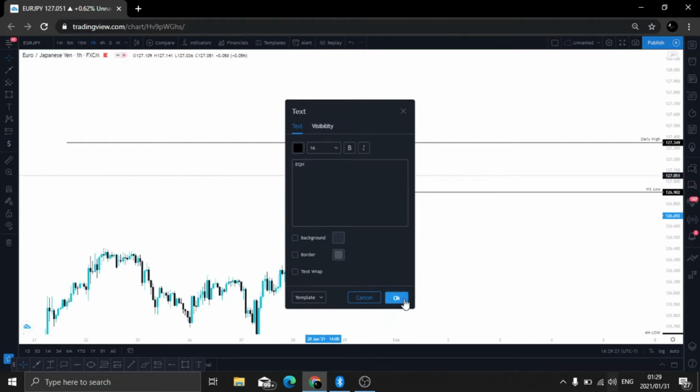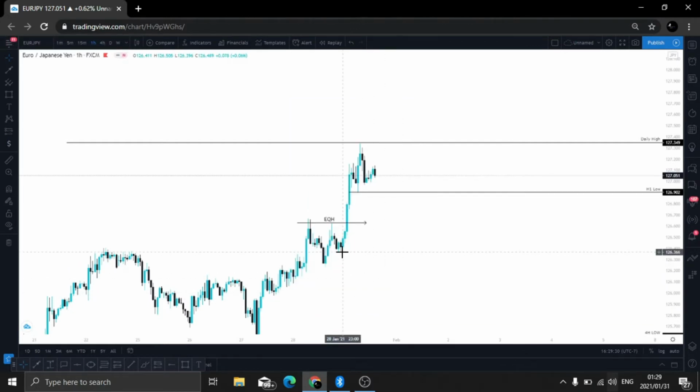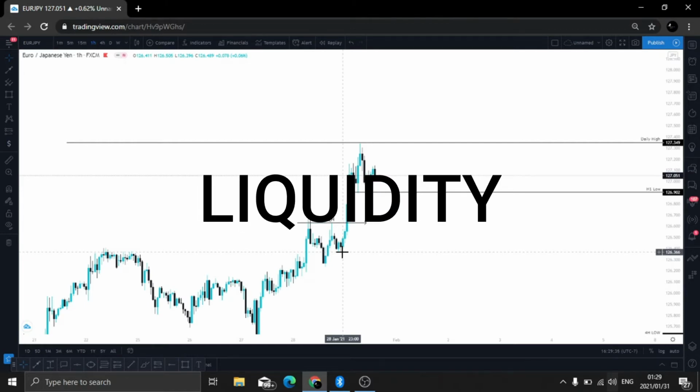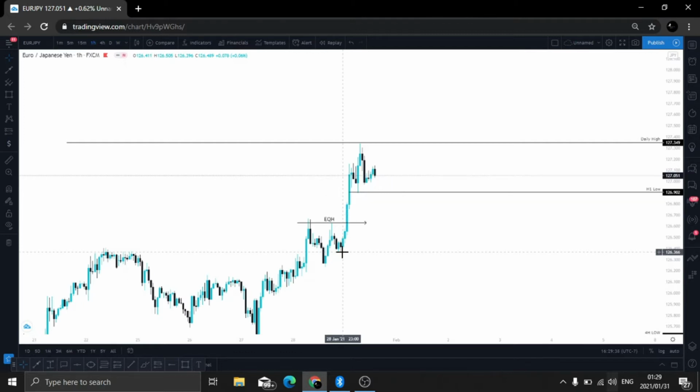Equal high. Basically, guys, we have what we call liquidity. Liquidity lies where mostly retail stop losses are. As you can see over here, this is our support, this is our resistance. Guys, I'm back. As I'm telling you, we have our resistance lying over here, our support lying over here, then our resistance lying over here.